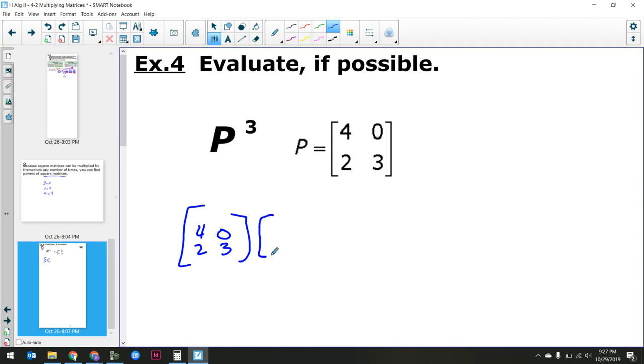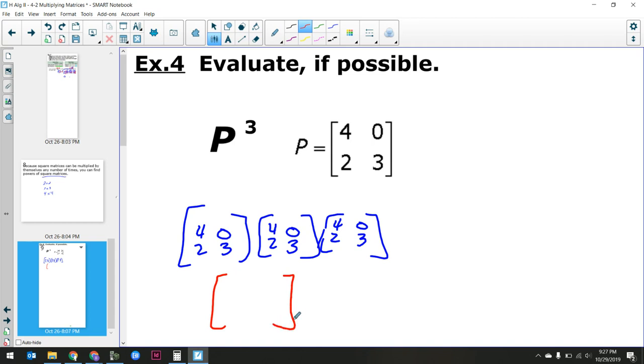4, 2, 0, 3. Oops, I said 4 and I wrote 2. Yes, this is getting late for me, folks. 4, 2, 0, 3. Okay. So we take it piece by piece here.